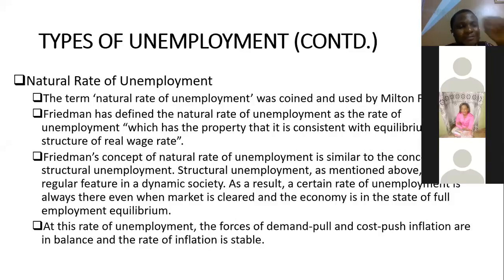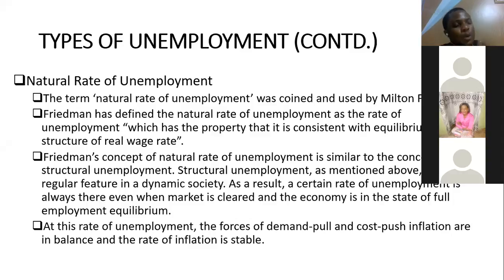Then we have a natural rate of unemployment. Of course, it was developed by Friedman. It is the rate of unemployment that exists at the equilibrium real wage rate. Remember, when you have equilibrium, what does that mean? Demand for labor is equal to supply of labor. Those people that want to work equal those that they want to employ. Banks want to employ 1,000 workers. How many people are willing to work? 1,000 people. What happens? Everybody is engaged.